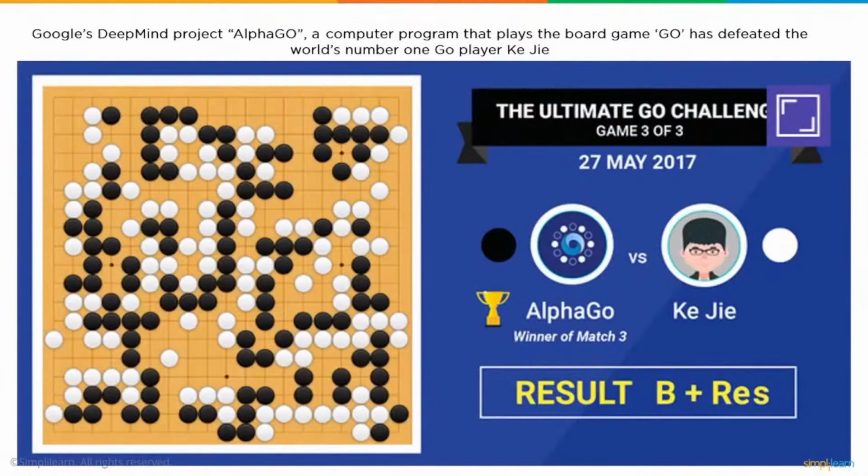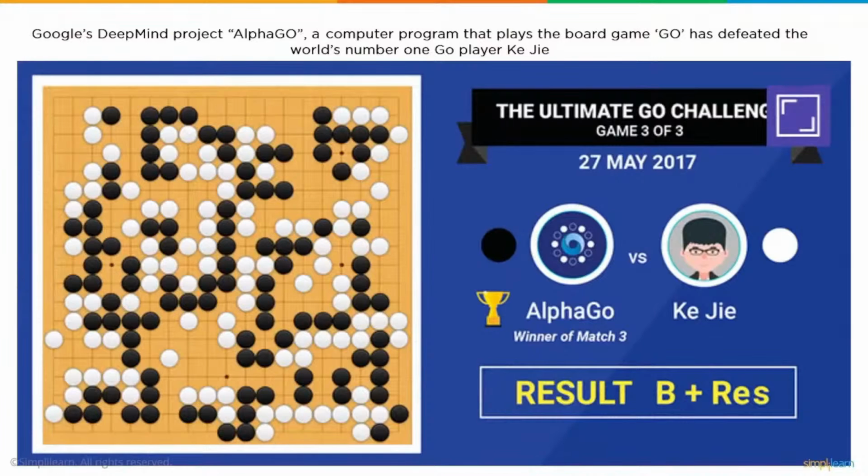Another good example is Google's DeepMind project AlphaGo. A computer program that plays the board game Go has defeated the world's number one Go player, and I hope I say his name right, Ke Jie. The Ultimate Go Challenge game three of three was on May 27th, 2017, so it was just last year that this happened.